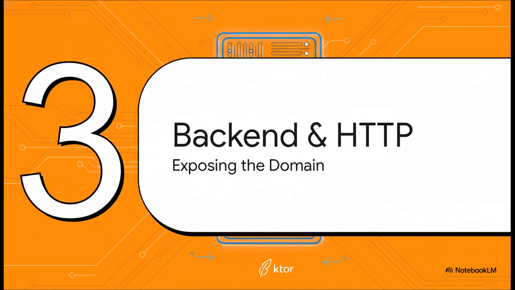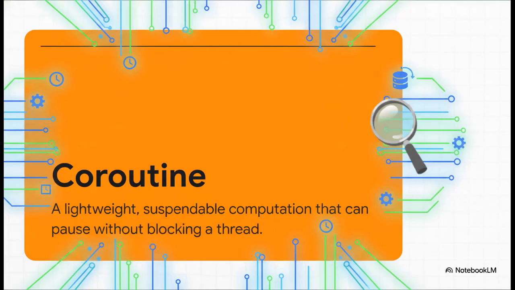Okay, Section 3, the backend and HTTP, exposing the domain. You might be wondering, how does Ktor manage to be so incredibly fast and memory efficient? The secret term here is the coroutine. Think of a coroutine as a highly lightweight, suspendable computation. Unlike traditional server architectures that block an entire operating system thread while waiting for a slow database query to return, a coroutine just suspends. It pauses.